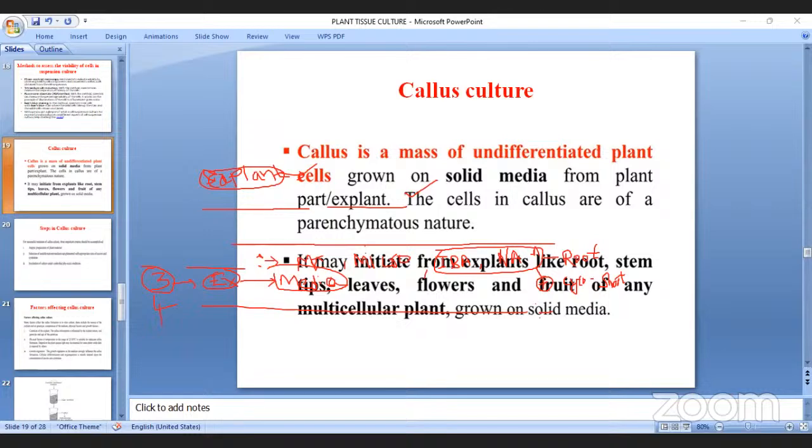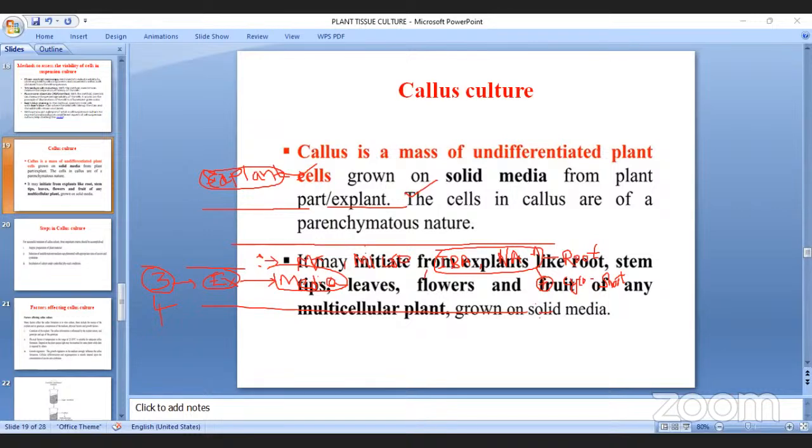Laminar airflow. After that, finally we shifted to the laminar airflow for weeks. And next step. So these are the steps in callus culture. Is it clear? What happened after 4 to 6 weeks? Callus formation from the explants, callus formed.